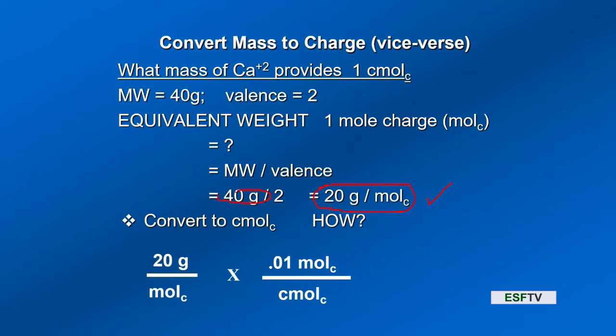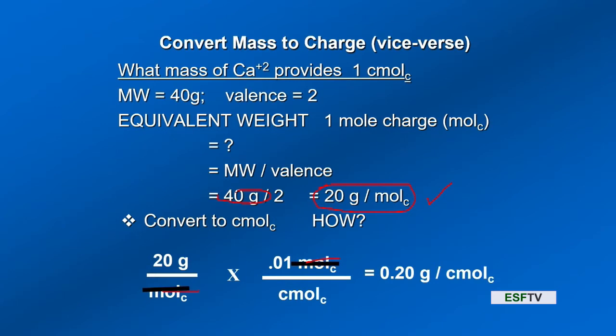So 20 grams per mole of charge times 0.01 mole of charge per centimole, there's the conversion. 0.01 mole is equal to a centimole. And why did I set it up this way? I set it up this way because I want the same units to cancel out, so I get to grams per centimole of charge. So lo and behold, 0.2 grams produces a centimole of charge. 0.2 grams of calcium +2. So that's our answer: 0.2 grams of calcium +2 provides a centimole of charge.